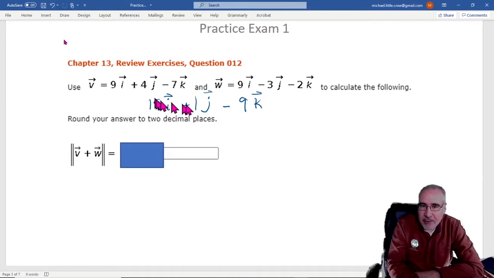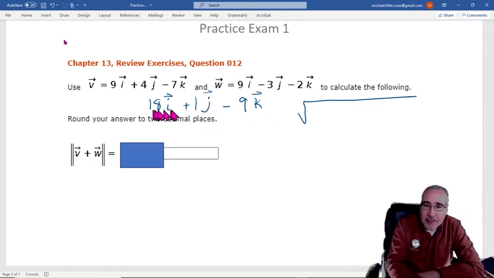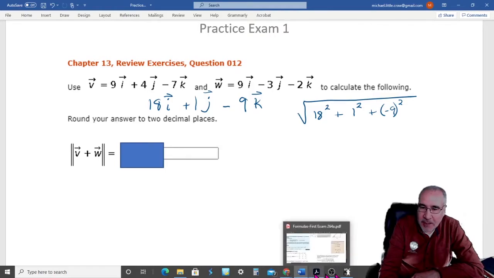To get its magnitude, remember that comes from the Pythagorean theorem. So we square each of the components and add them together. So 18 squared plus 1 squared plus negative 9 squared. So 18 squared is something I don't have memorized.